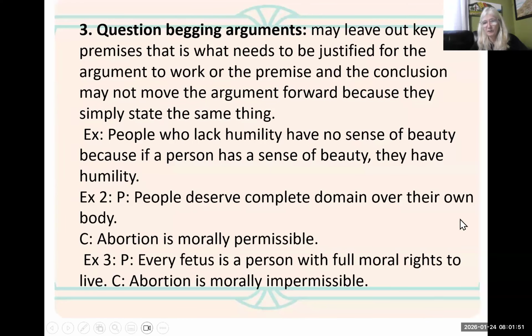Or, people deserve complete domain over their own body. Abortion is morally permissible. Or, every fetus is a person with full moral rights to live. Abortion is morally impermissible. These two standard abortion arguments just fail to have the key premises that need to be there to fully justify these claims.